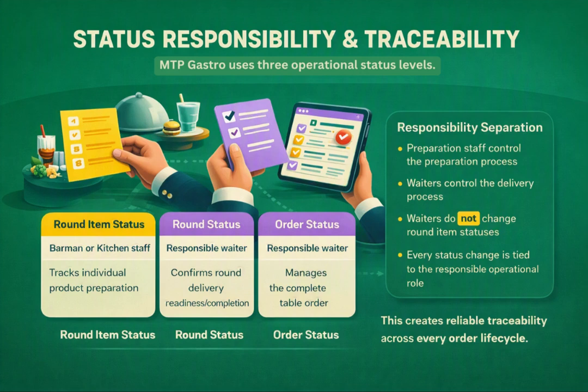This design creates a clear separation of responsibilities. Preparation staff control the preparation process. Waiters control the delivery process. Because every status change is performed only by the person responsible for that part of the workflow, the system maintains a complete, reliable, and traceable operational history for every order.